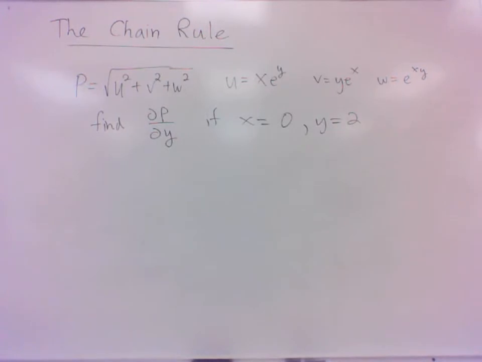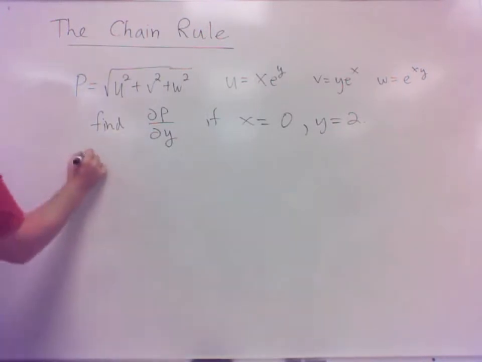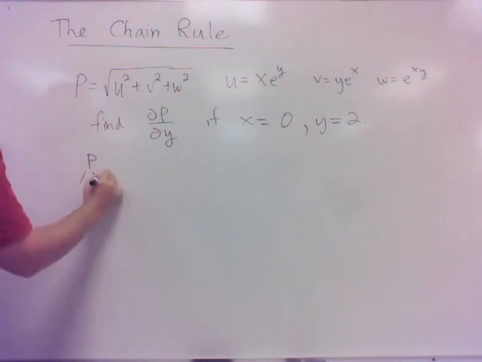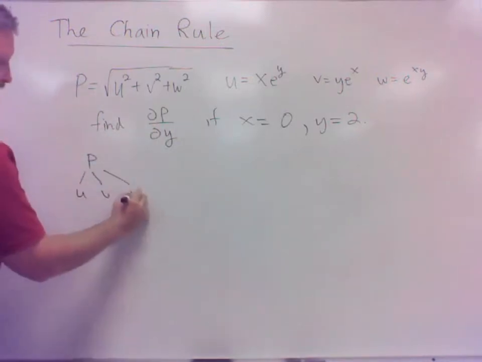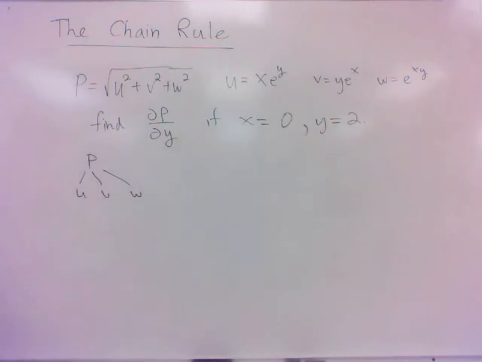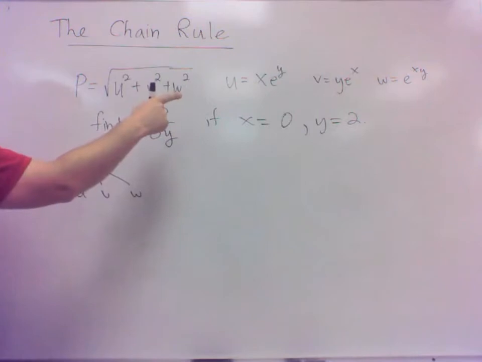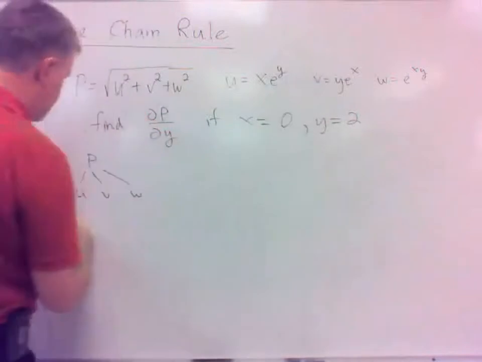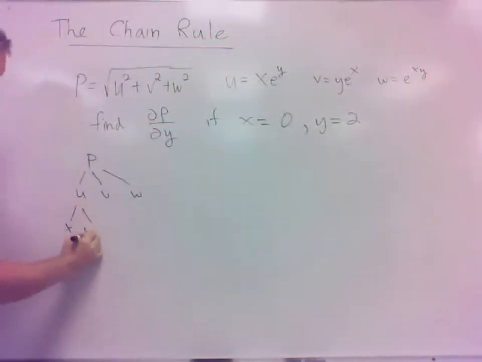So what do we have here? We've got a path from P through u, v, and w. That reminds me of something else I forgot to mention. A path from P through u, v, and w, and those are from x and y, right? Those are functions of x and y. So this is the structure we've got.